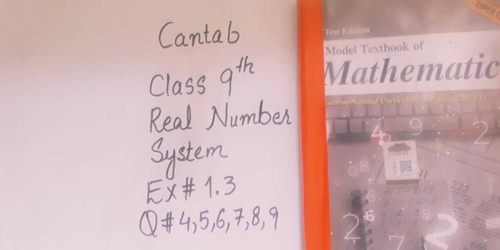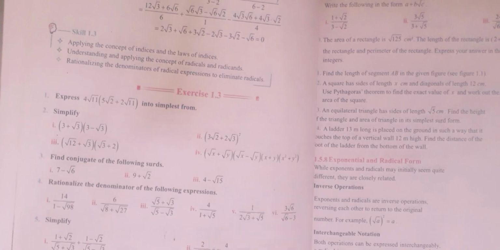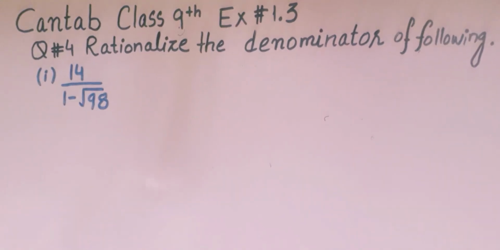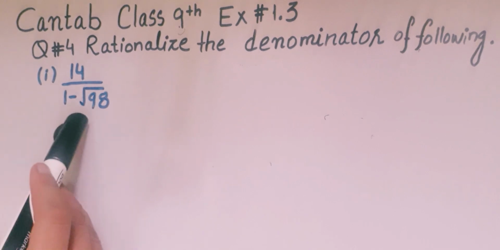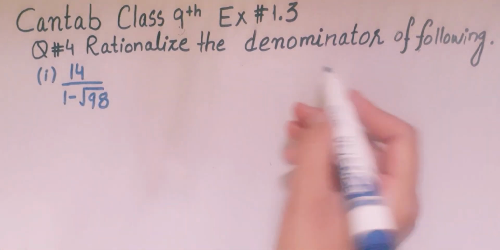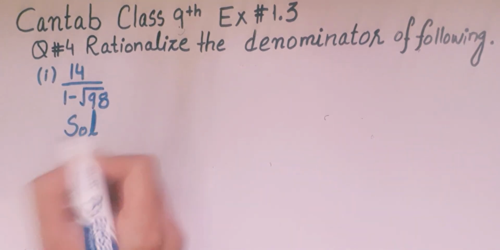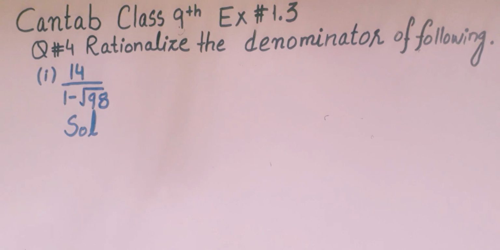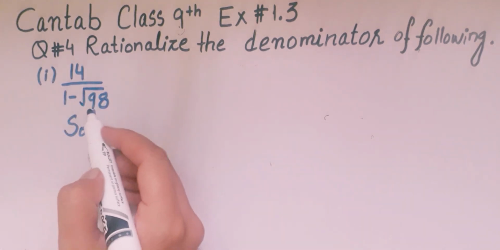Now we will do question number 4. Rationalize the denominator of the following expressions. We have to rationalize all these parts. Now part number 1 is 14 by 1 minus square root of 98. We will have to rationalize the denominator. Now we will start this. We will multiply and divide by the conjugate of 1 minus square root of 98.